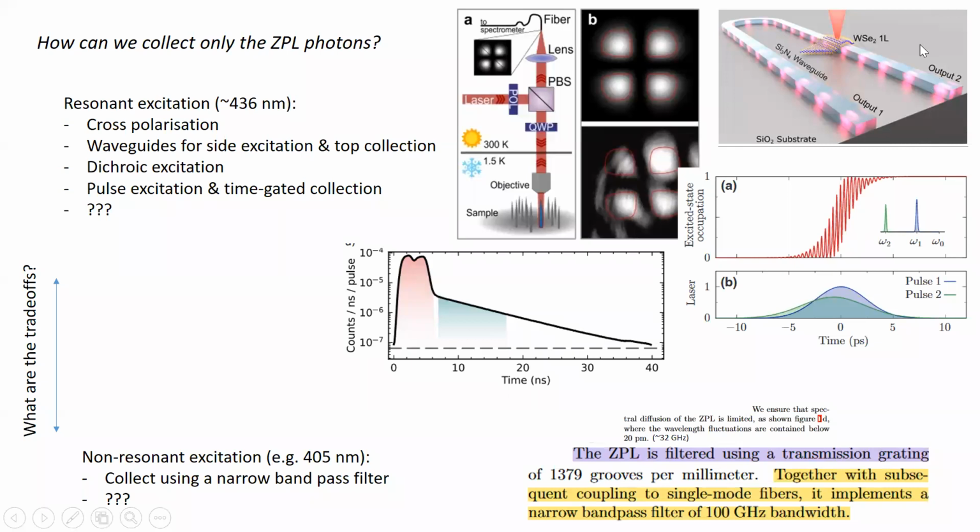Another way to do it is to use waveguides, which we've talked about a few times. You have your excitation from one direction and your collection from a different direction, such that you can block out your excitation laser source, ideally.